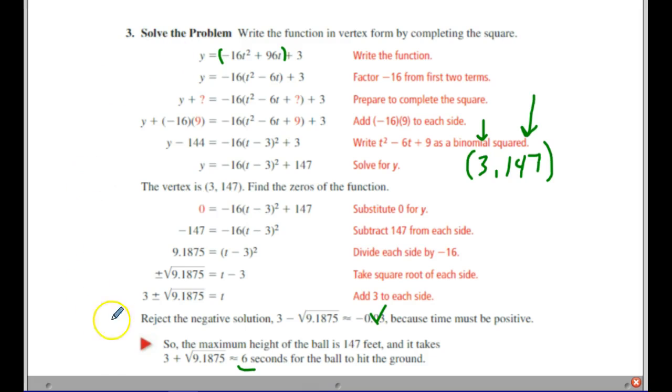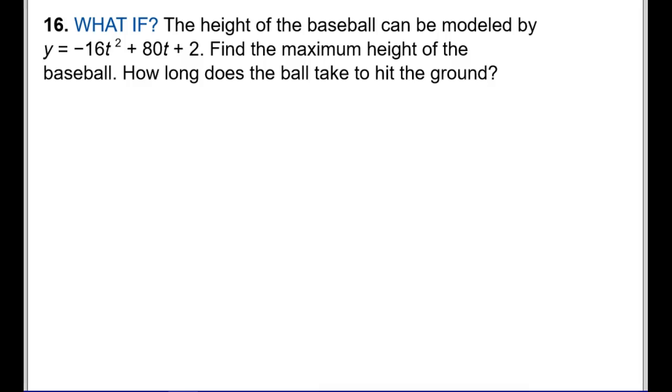So I can use all of this information and completing the square to write it in easier forms for me to answer those questions. Now see if you can do that same thing. Complete the square with this function and see if you can answer those same questions.